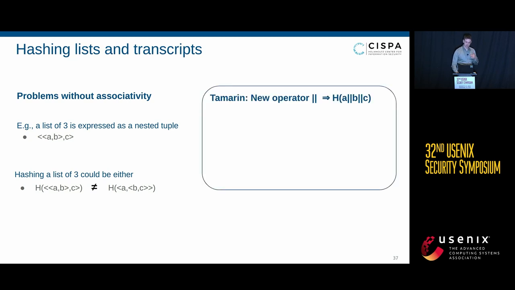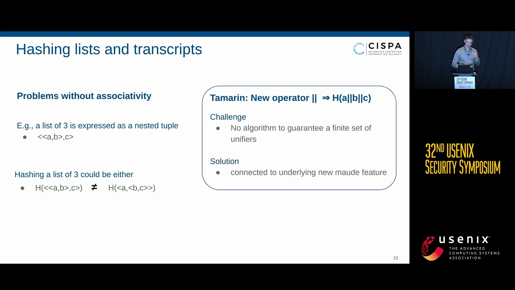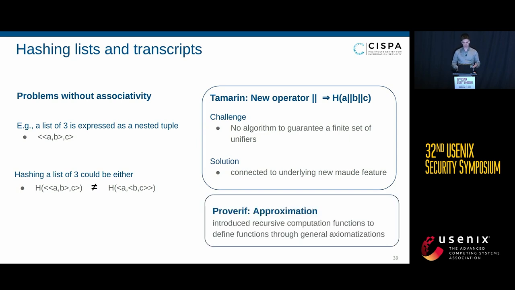So what we did in Tamarin was to implement a new operator that allows us to have this associativity. But the problem was that there was no algorithm to guarantee a finite set of unifiers when actually using them in an actual case study. And this could then potentially lead to the tool not terminating or aborting. We did implement it by connecting it to the underlying feature of Maude, which is used for unification. In Proverif, we took a different approach where we implemented recursive computation functions, which we then define through general axiomatizations, which is very technical, so I will not go into detail on both of them now.